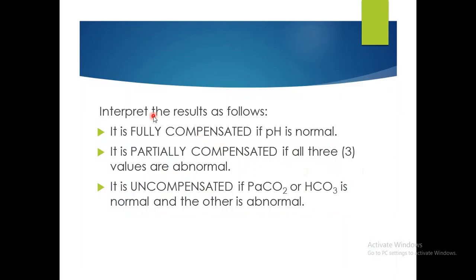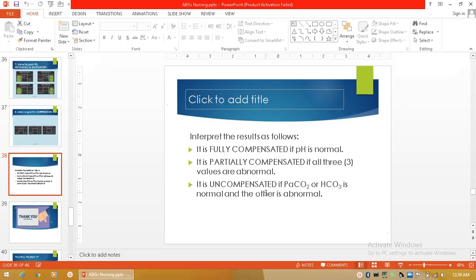So interpret the result as follows. It is fully compensated if the pH is normal, and it is partially compensated if all the three values are abnormal, and it is uncompensated if one component, that is either the respiratory or the metabolic, is normal and the other one is abnormal.